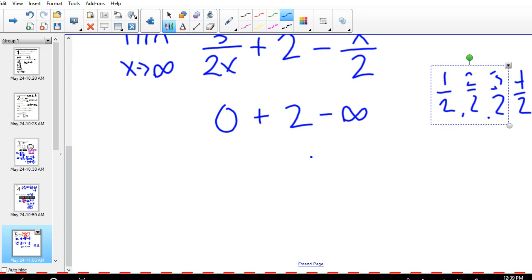Because you've got 2 and you're subtracting infinity. So if you think of doing like 2 minus 0, 2 minus 1, 2 minus 2, 2 minus 100, 2 minus 1,000,000, 2 minus a gazillion, you're going to get negative infinity. So the 2 is nothing in comparison to the negative infinity there, and negative infinity is what you get for that.